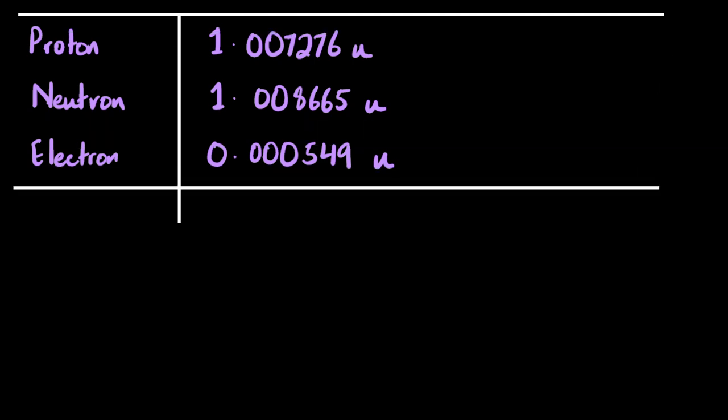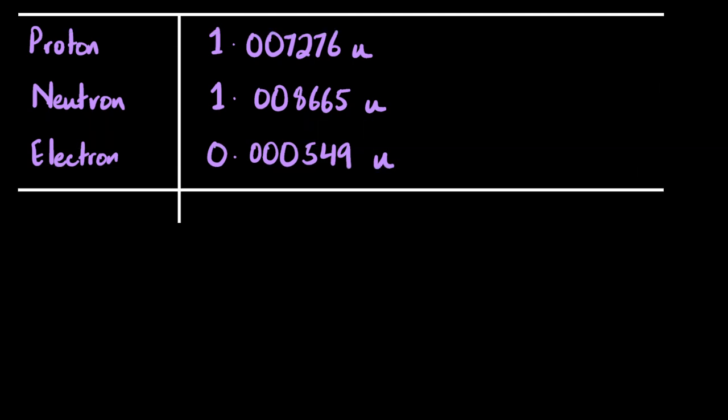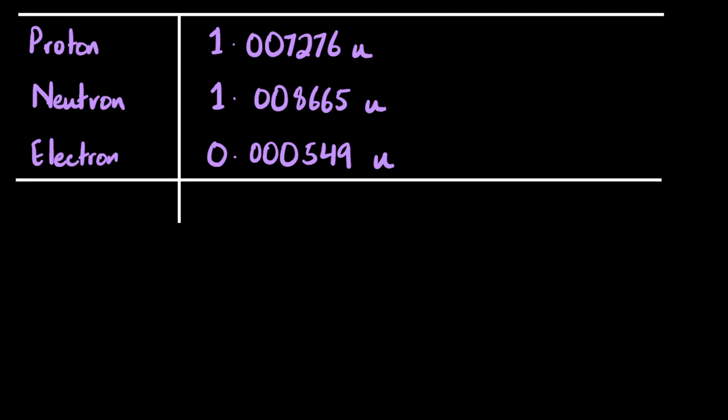So now these subatomic particles that we do know about, we know that these constituent particles make up the nucleus of an atom. So the proton and the neutron make up the nucleus, and together with the electron, this makes up the entire atom. So now that we know these masses, it also implies that I can calculate the mass of any given atom.